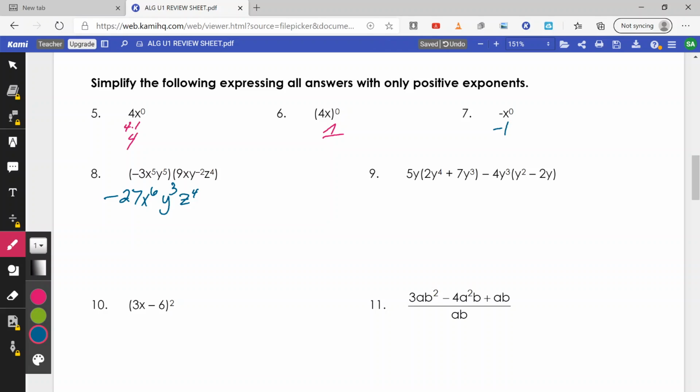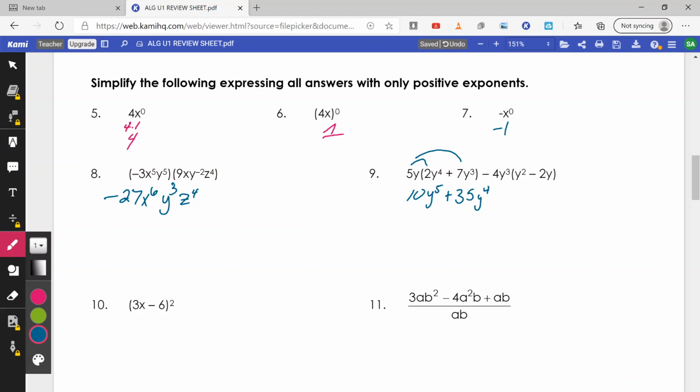Number 9, we got to use a little bit of distribution. 5y times 2y to the 4th, 10y to the 5th. 5 times 2 is 10. y times y to the 4th, we'll add the exponents. Do the same thing, 5y times 7y cubed, so plus 35y to the 4th after adding our exponents.